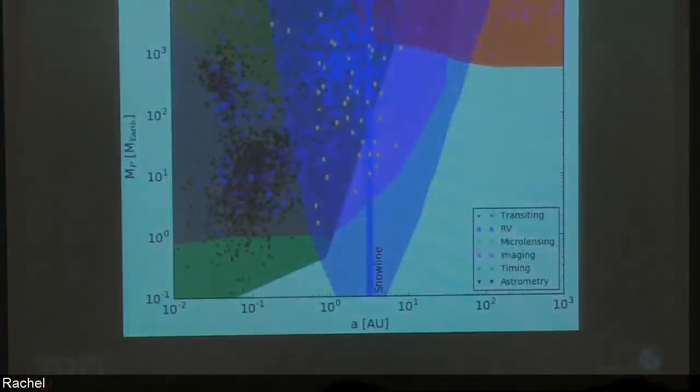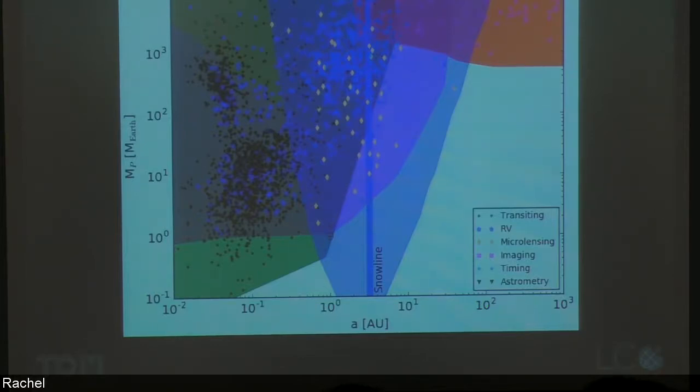The goal of this particular key project is to characterize planets beyond the snowline. You can see from this plot of mass versus orbital separation that Kepler especially and many other projects have done a very good job of filling in the planetary population at close separations. So now we're increasingly interested in exploring this larger region of planets further out. The shaded areas indicate the sensitivity of different detection techniques.